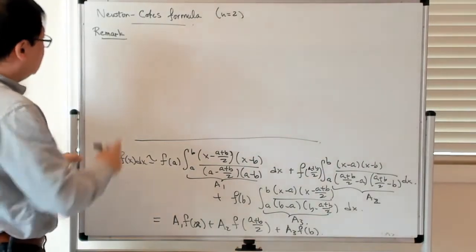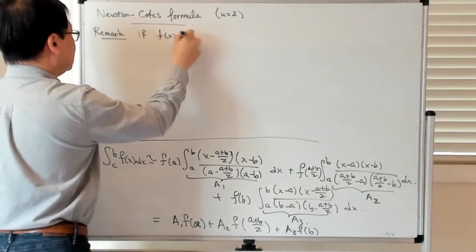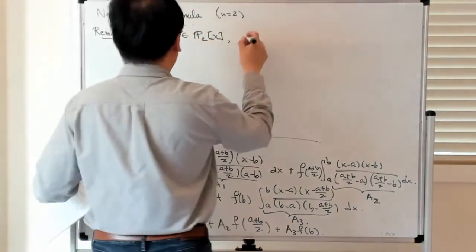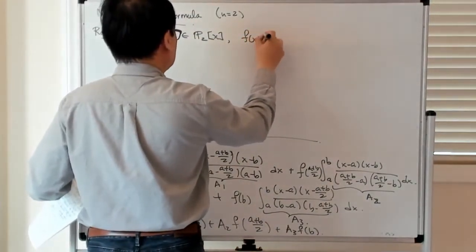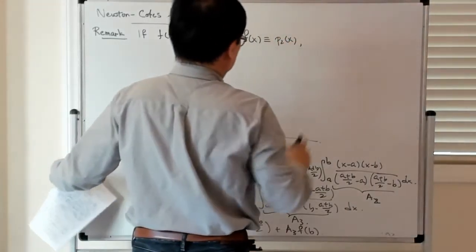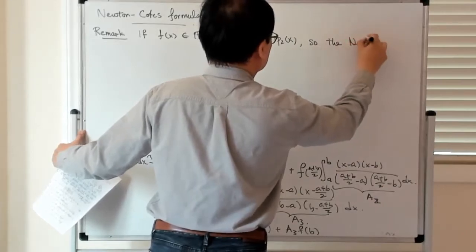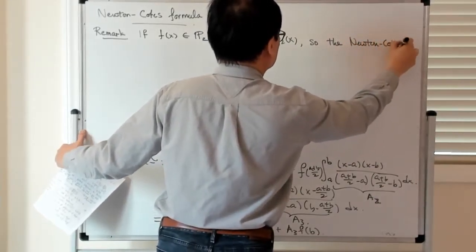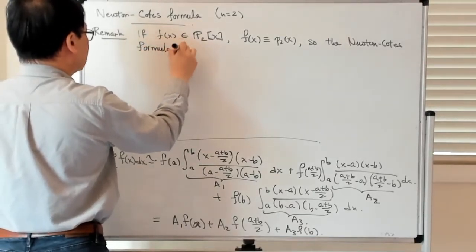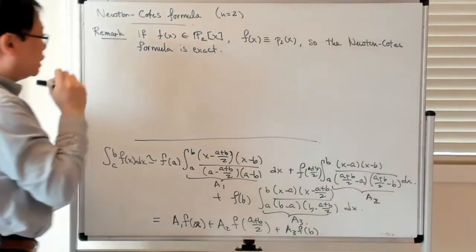So in any case, the first remark is that if f of x is a polynomial up to degree 2 in x, then f of x is actually identically equal to p2 of x, and so the Newton-Cotes formula is exact. Okay, so let's look at the converse.